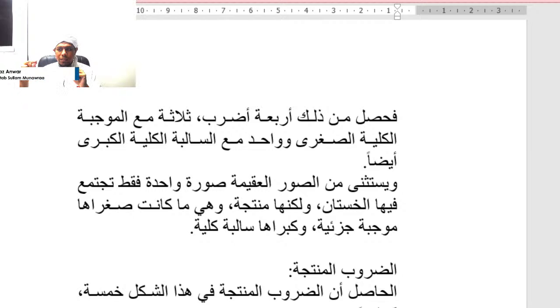And then he mentioned: wa yustasna min suwaril aqrina suratun wahida, faqat tajtami'u fiha al-khissatayn lakinnaha muntija. So there is one exception, that even though the khissatayn are there, it will still be muntij. Wa hiya ma kanat suraha mujiba juz'iyya, the minor premise is mujiba juz'iyya, the major premise is saliba kulliya. This is the exception. So from here there are altogether 5 types of syllogism that give the proper conclusions.